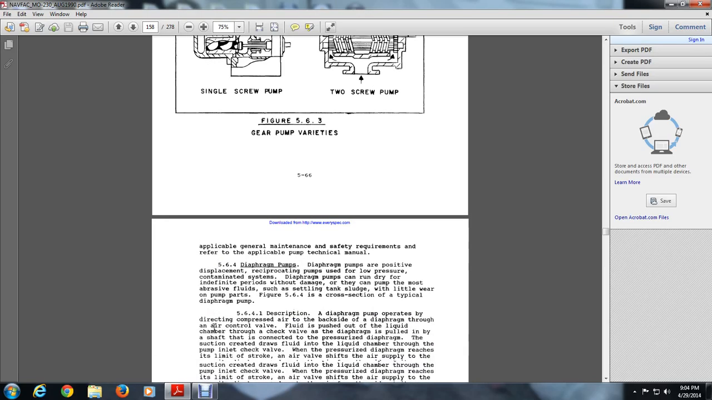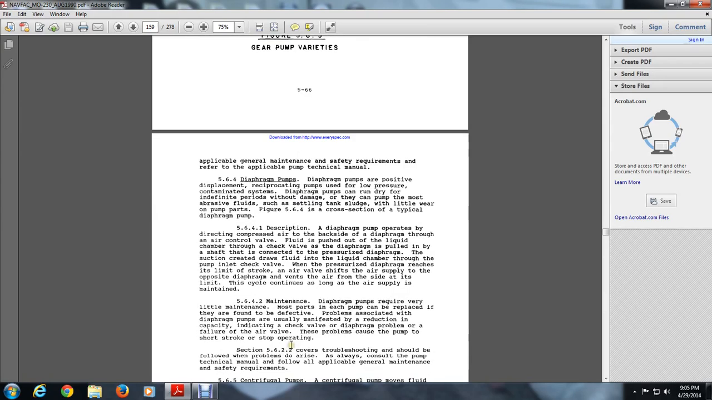A typical diaphragm pump. 5641 Description: the diaphragm pump operates by directing compressed air to the backside of the diaphragm through the air control valve. The fluid is pushed out of the liquid chamber through a check valve, and the other diaphragm is pulled in by a shaft connected to the pressurized diaphragm. Suction created by this draws fluid into the liquid chamber through the inlet check valve. When the pressurized diaphragm reaches its limit of stroke, the air valve shifts and the air supply goes to the opposite diaphragm, and the air vents from the other side. The cycle continues as long as the air supply is maintained.